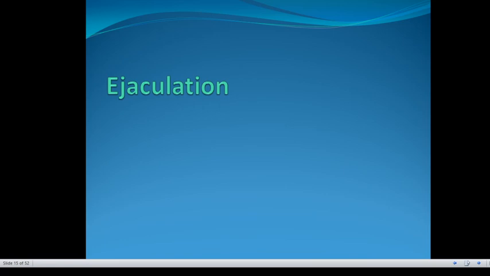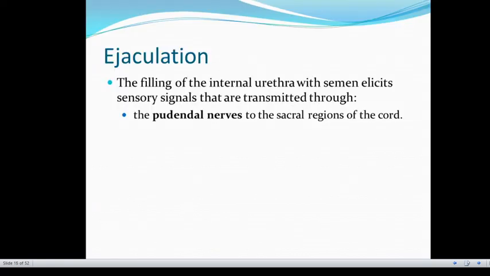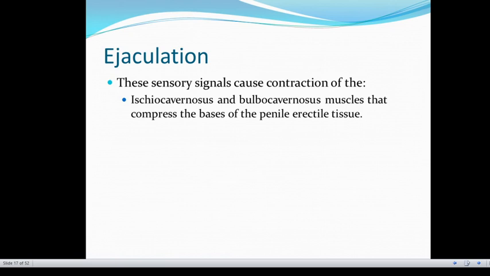The final stage of male sexual act is ejaculation. The filling of the internal urethra with semen elicits sensory signals that are transmitted through the pudendal nerves to the sacral regions of the cord. These sensory signals cause contraction of the ischiocavernosus and bulbocavernosus muscles that compress the bases of the penile erectile tissue.